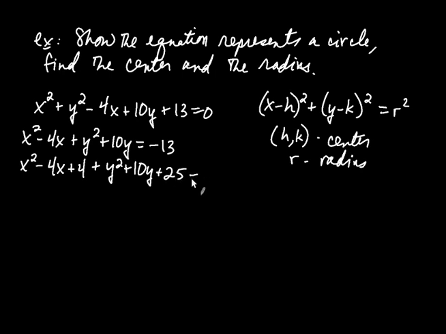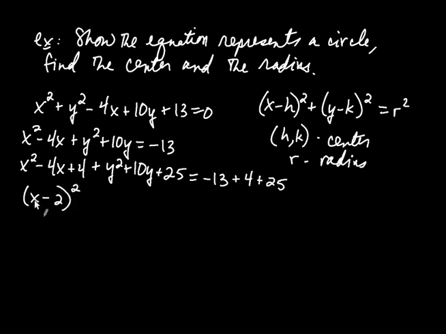Now you might say, wait a minute, how can you just add in 4 and add in 25? You can only do that if whatever you add to the left-hand side, you also add to the right-hand side. So the right-hand side is not going to just be negative 13 anymore. It's going to be plus 4 and then plus 25 as well, to balance out what I did on the left-hand side. Now I've completed the square. That is, these three terms taken together, including the 4 I just put in there, can be written as (x minus 2) squared.